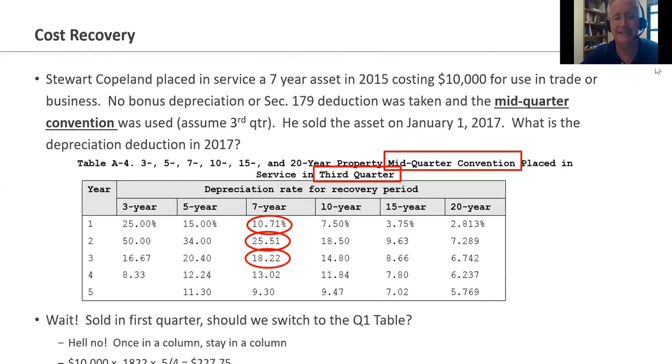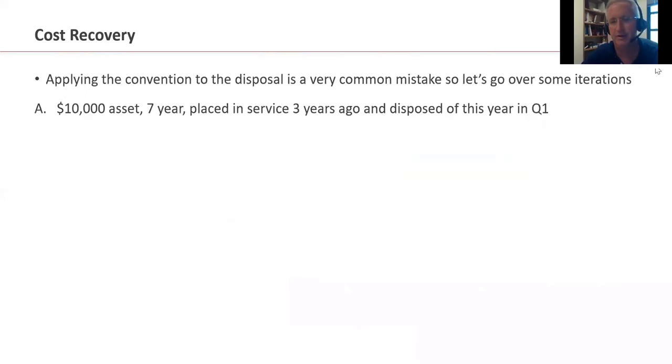So we need to take that 10,000, multiply it by 0.1822, and then we say, okay, I took it out of service in the first quarter. I get half a quarter for that quarter. Or 0.5 divided by 4, 227.75 is the amount of depreciation Stuart gets to reflect. Okay, so the magic on this one is, what's that 0.5 over 4? Where'd that come from? Let's work on that a little bit.